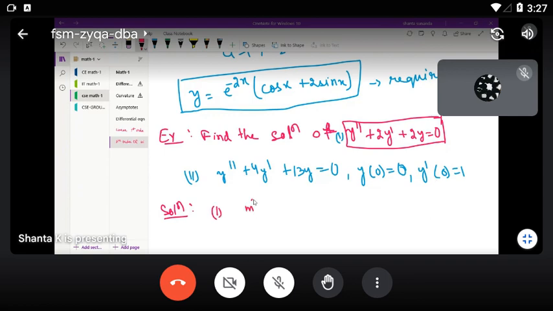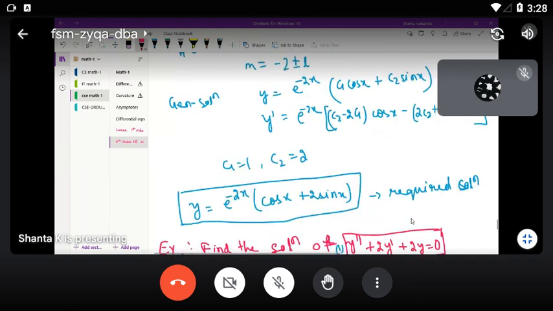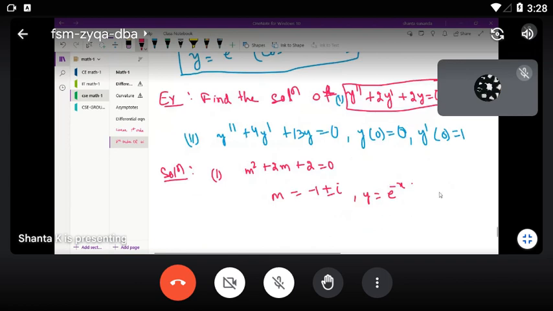For the first one, we have m square plus 2m plus 2 equals to 0. So what is the solution? Minus 1 plus minus i. So the solution y will be e power minus x, c1 cos x plus c2 sin x. So this is the general solution.